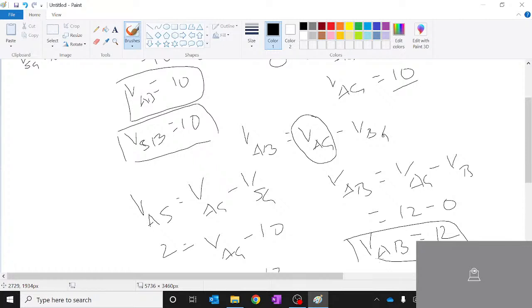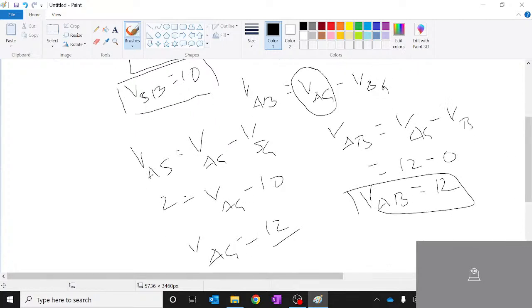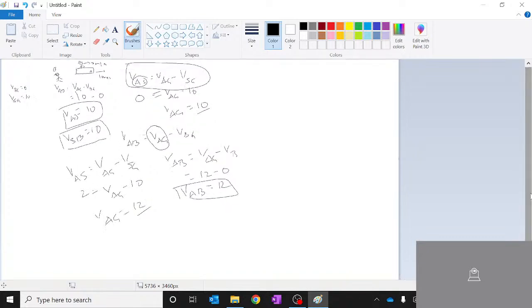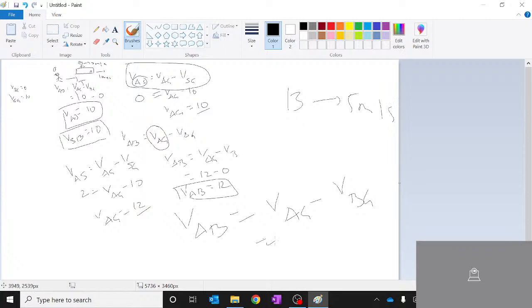Clear? Now just to add more complexity to this. Now if I say my B is also moving with 5 meters per second, what is velocity of A with respect to B? It is velocity of A with respect to ground minus velocity of B with respect to ground. Velocity of A with respect to ground is 12 minus velocity of B with respect to ground, which is 5. Therefore this becomes 7. Clear? Understood? So velocity of A with respect to B is 7.